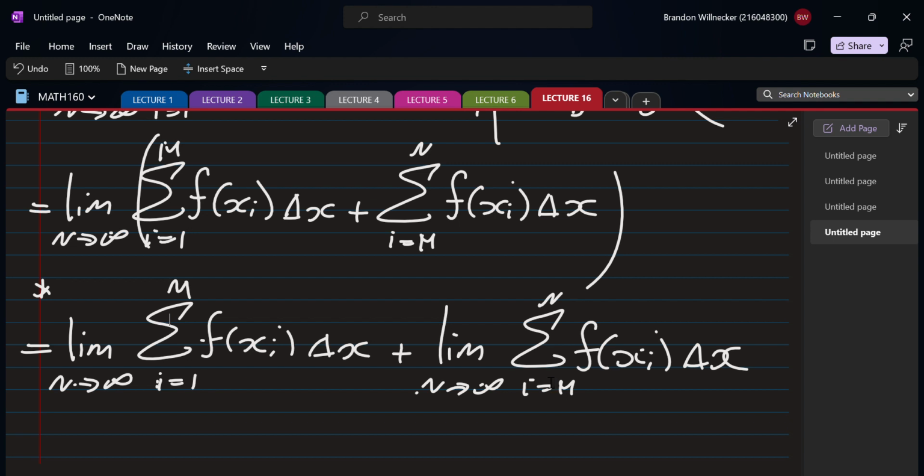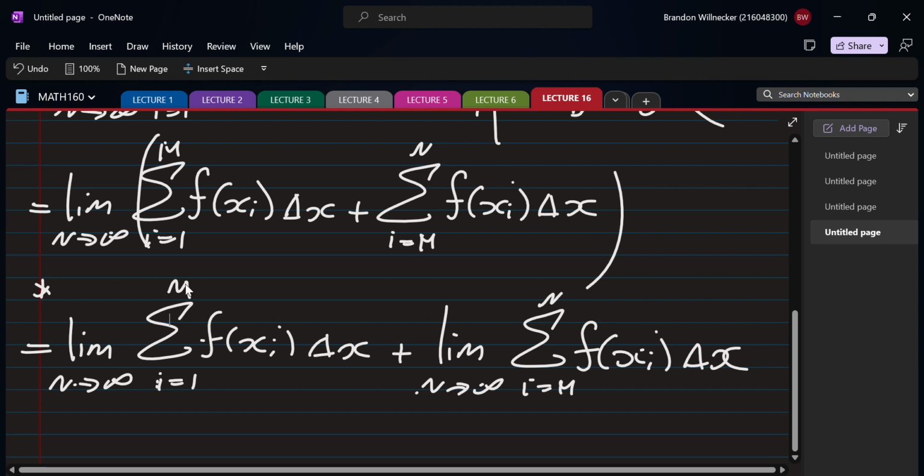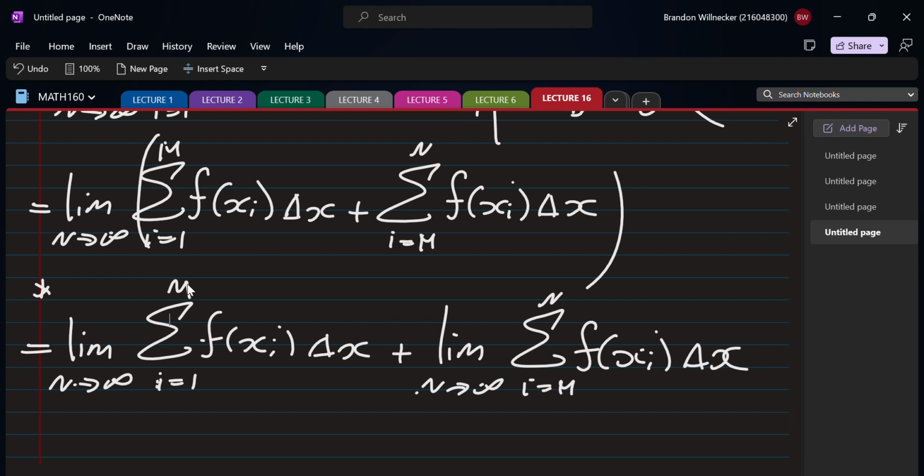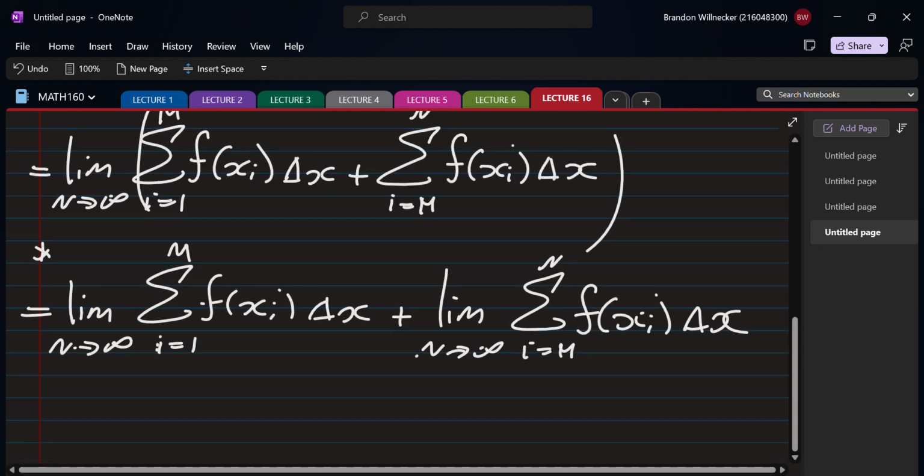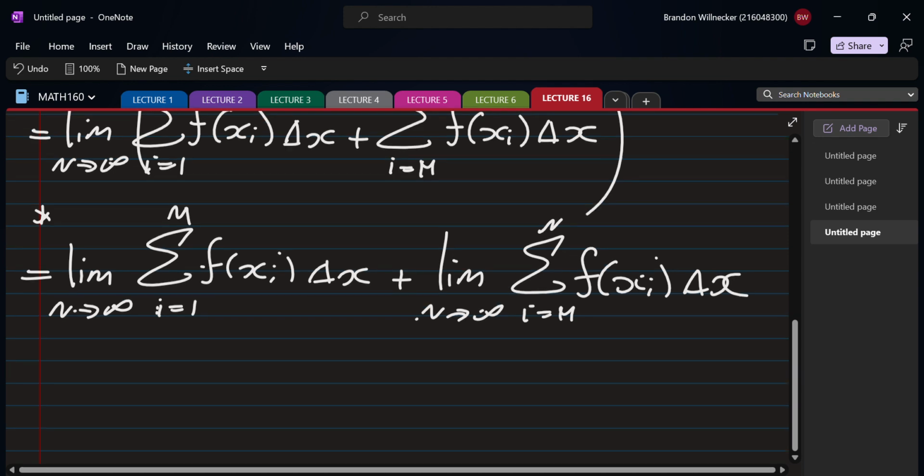For the first one, we have the sum from i equals 1 to m. We got this m here, but we're still taking the limit as n goes to infinity. So there's a problem with that. Over here, we've got the limit as n goes to infinity, but we're starting at m and ending at n. So there's a problem there. What we want to do is a little bit of manipulation here, so that this first one looks like a definite integral, and the second one looks like a definite integral.